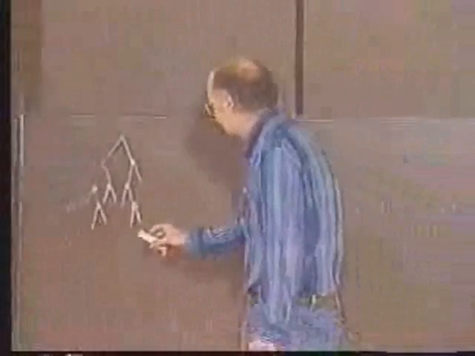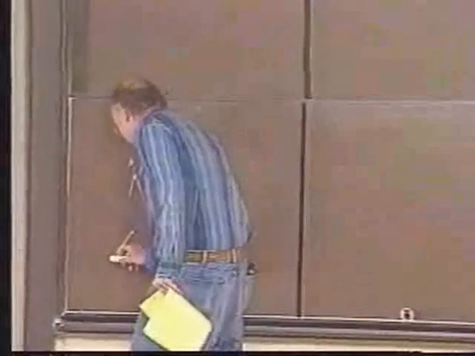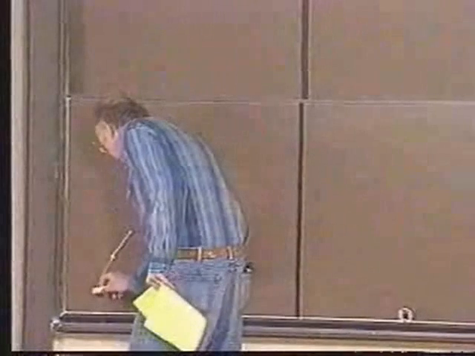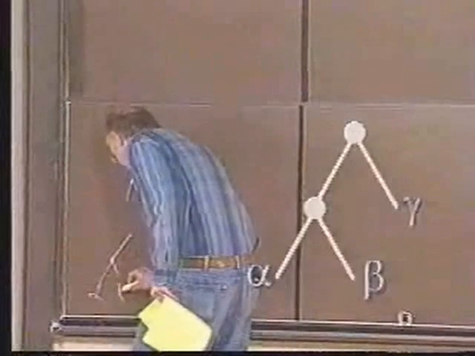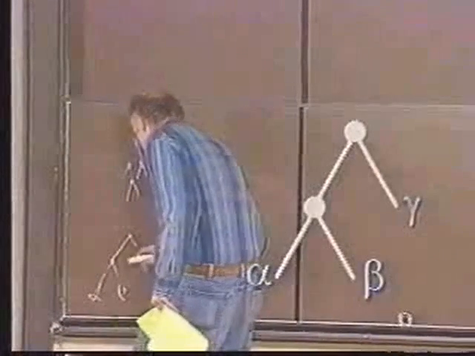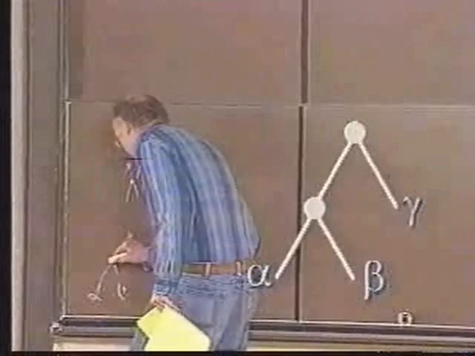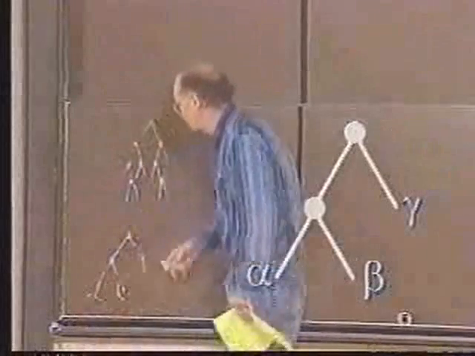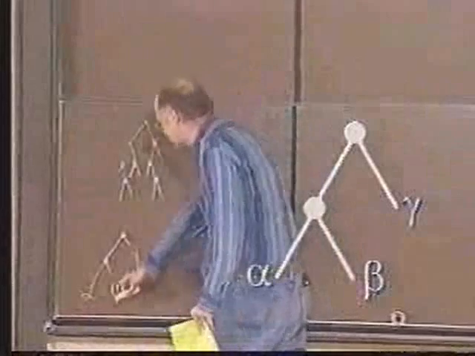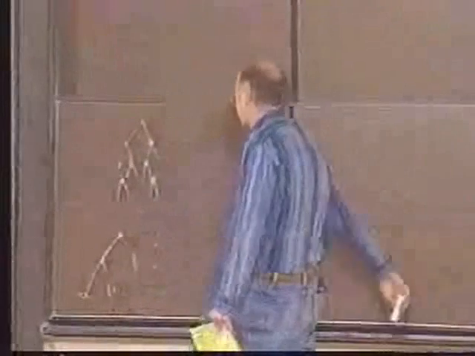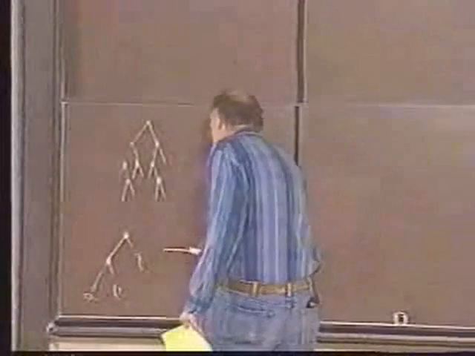Now the idea of a rotation in a binary tree is that we have a substructure that looks like this. There's some tree alpha hanging down here, and some tree beta hanging down there, and some tree gamma down here. These might be complicated, or they might be simple. They might be empty. Alpha, beta, gamma might be empty.